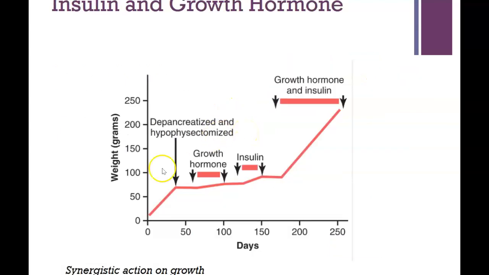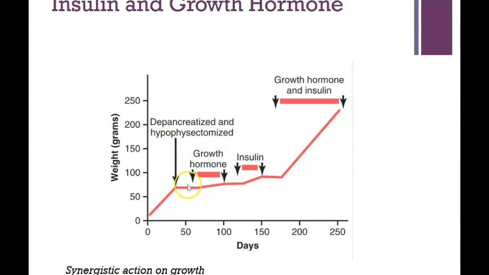Insulin and growth hormone also work really well together. Whenever we have those two things working at the same time or released at the same time, they act in what we call a synergistic way, which means they work better together than either one does on its own. So here we're looking at a study where we're looking at weight of a subject, and then we're looking at days. In this study, there was a removal of the pancreas and of the pituitary.